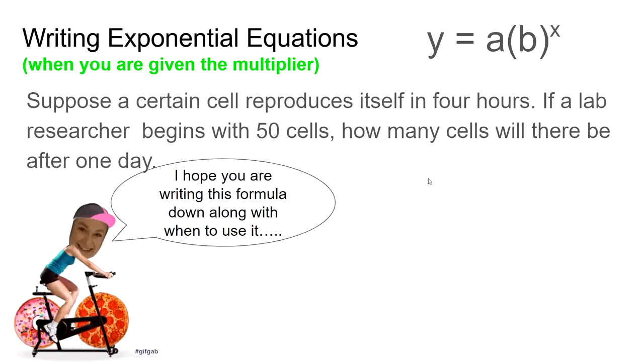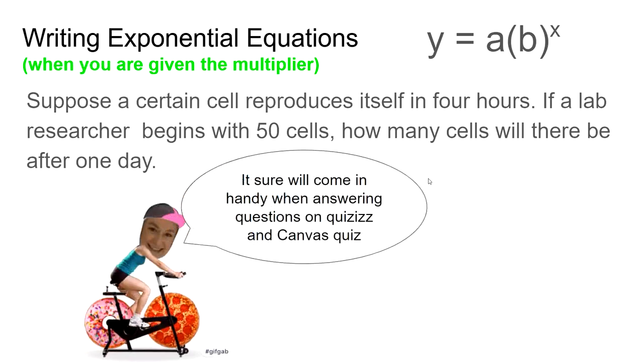We're going to use this one when we use a multiplier. If they give you a multiplier, this is what we're going to use. So make sure you write this down because you're going to need it.